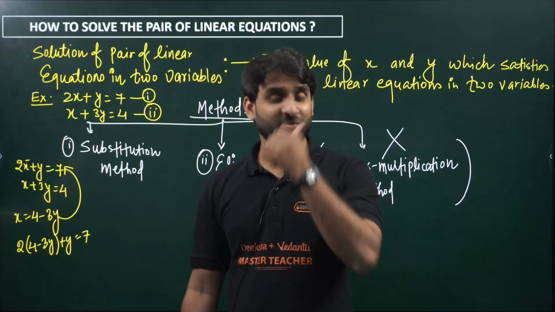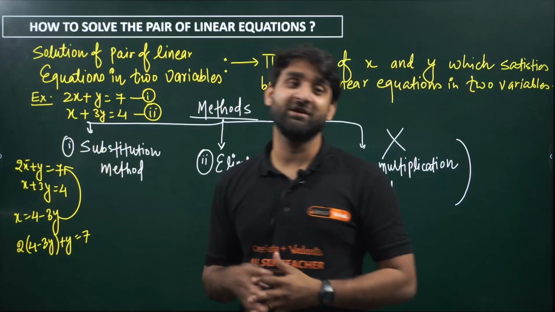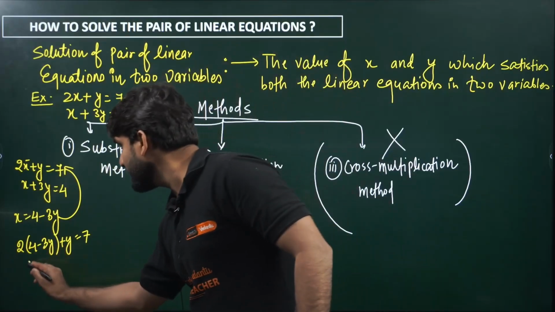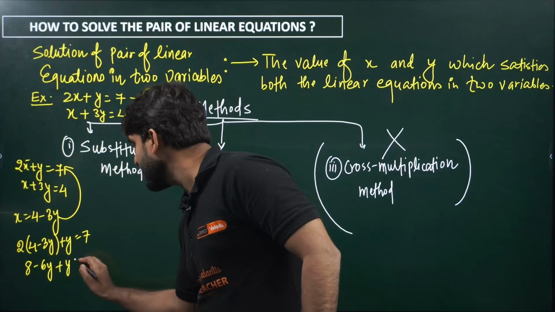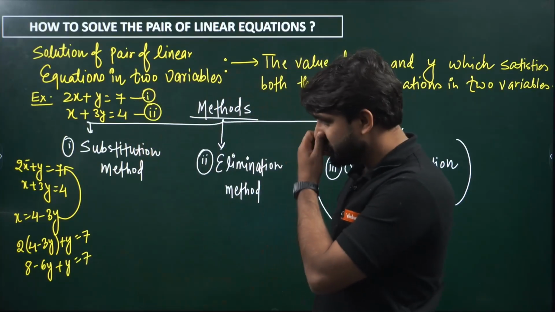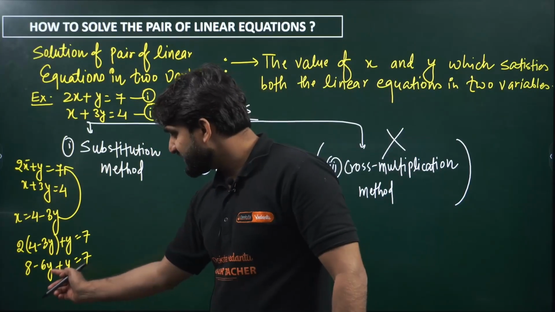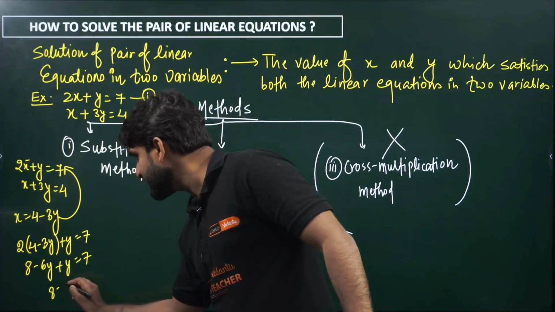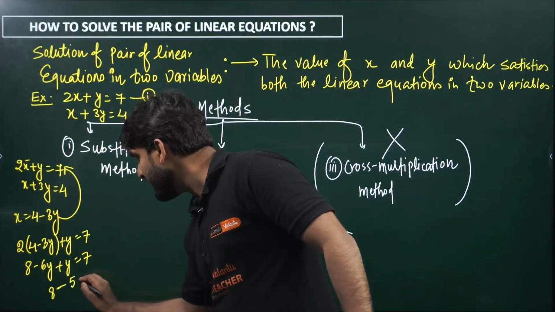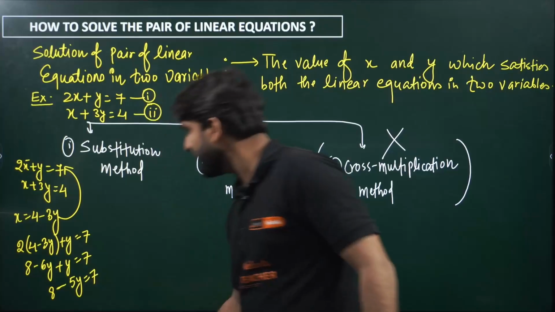Now it is very easy to calculate the value of y because only one variable is there. Now open the bracket: 4 minus 3 times 6y plus y is equal to 7. So what will be the result? Minus 6y plus y will be minus 5y, and 8 minus 5y is equal to 7.